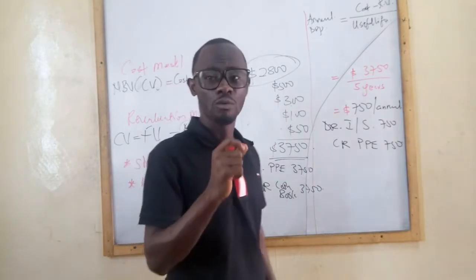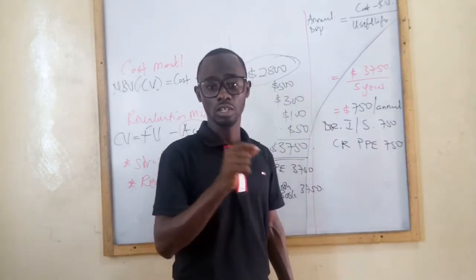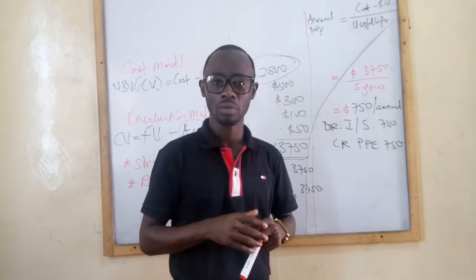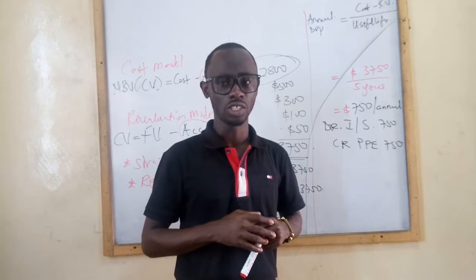So every year, we're going to be crediting the property, plant, and equipment with $750. So at the end of the 5 years, you realize that the property, plant, and equipment is going to be 0, which means that it has no scrap value in relation to that.